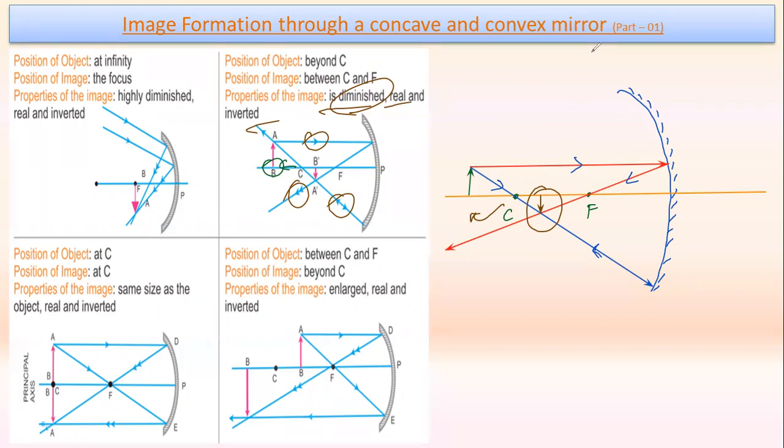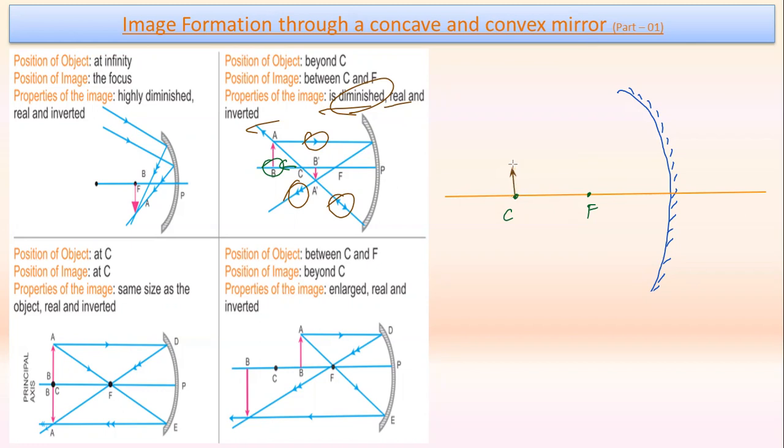Now, let's move to the next condition where we are going to understand when the object is going to place in a little bit different condition. So here I'm going to place the object between, not between, at C. At C, okay? At C only I will keep the object, okay? So what is going to happen over here?